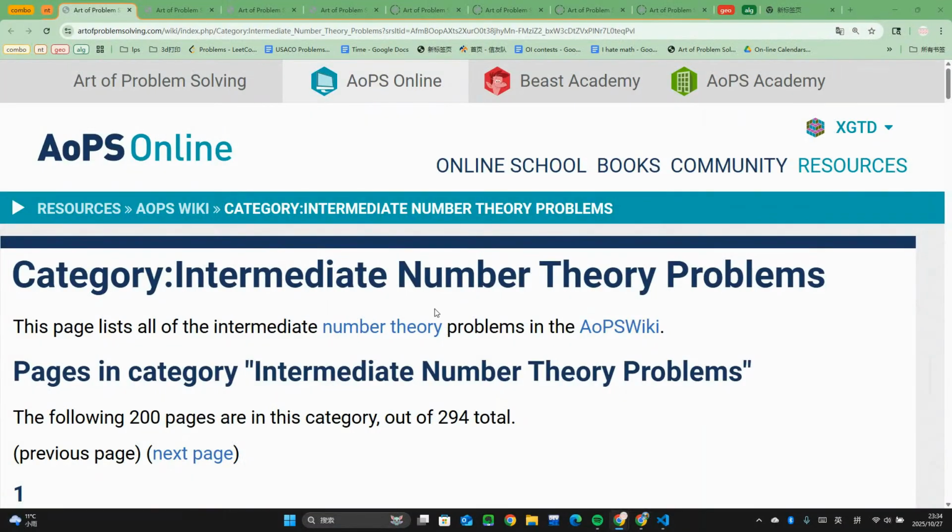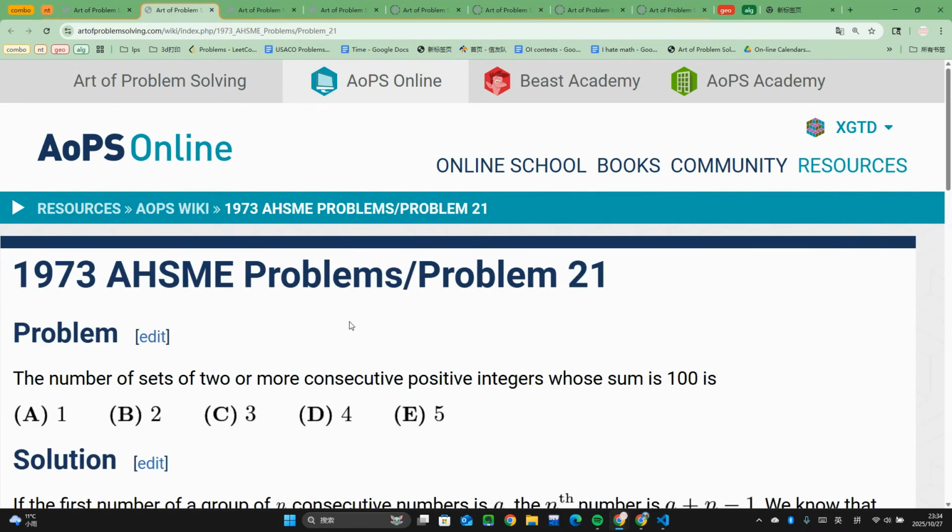Hello everyone, it's pretty late today, so we're just looking at a single intermediate number theory problem today, and it is I would say a really easy one, and not even really number theory because I would consider it much more algebra than number theory. Okay, so we have the number of sets of two or more consecutive positive integers, and we want them to sum to 100, and we're trying to find how many of these sets there are.